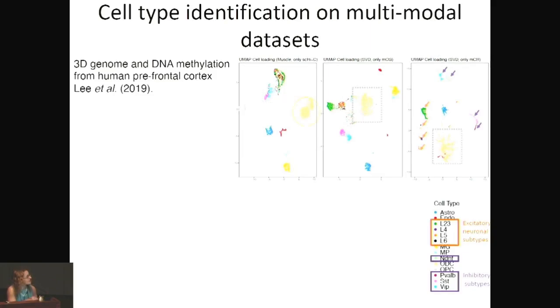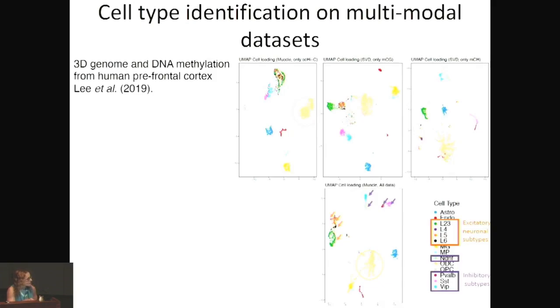In contrast, if you look at the scHiC component, the two big clusters of oligodendrocytes are separated nicely. However, both the CpG and non-CpG methylation have a hard time separating them. If you put everything together, if you analyze these data sets jointly, you are borrowing information from both modalities and you are able to separate all of them.